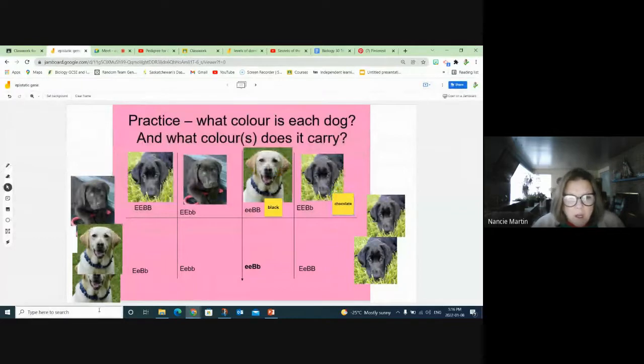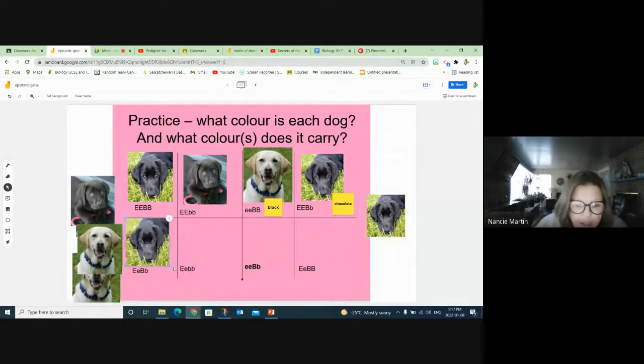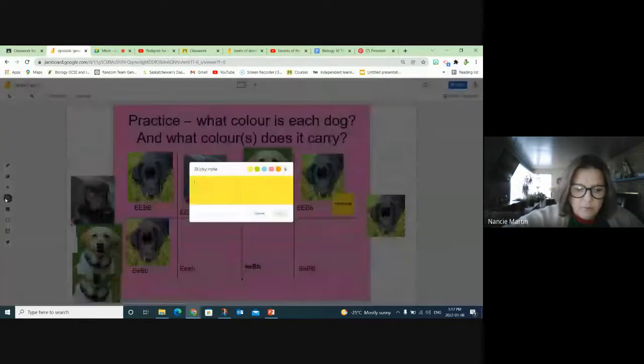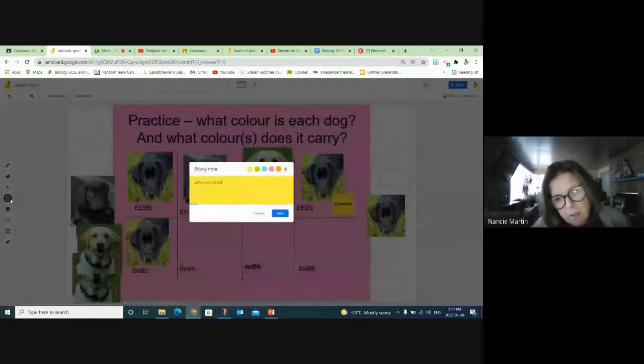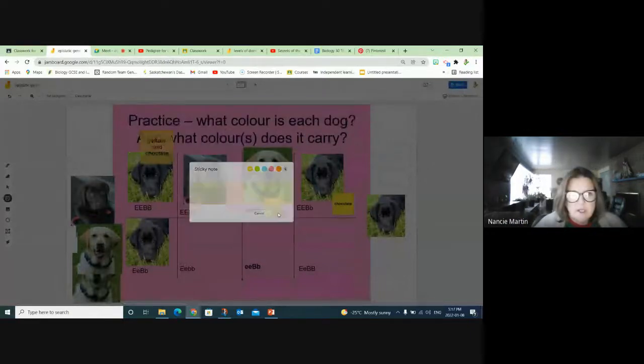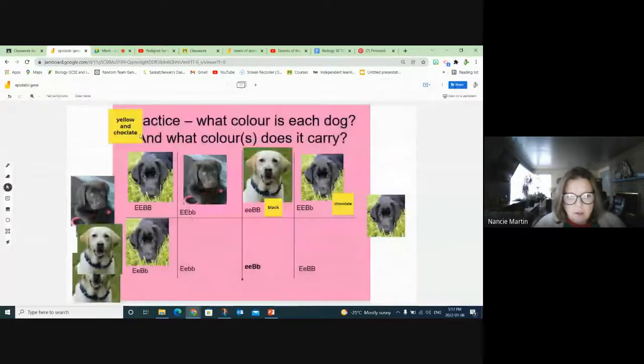Okay. This one here, we can see because it's got a big B and a little b that it's going to be a black lab, and it has at least one big E, so it's definitely going to be a black lab. Not going to be yellow, but it is carrying yellow and it is carrying chocolate. So let's put that on a sticky note. I didn't spell chocolate right, and I know that.